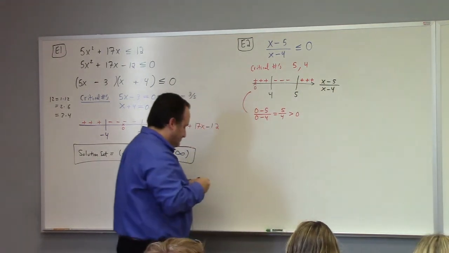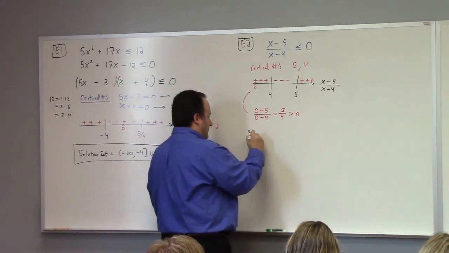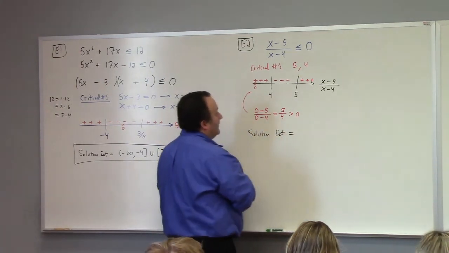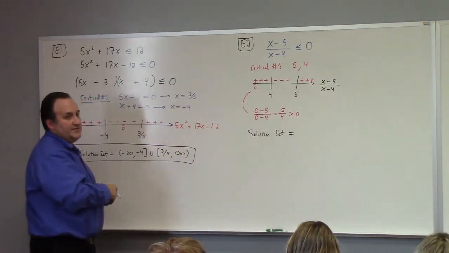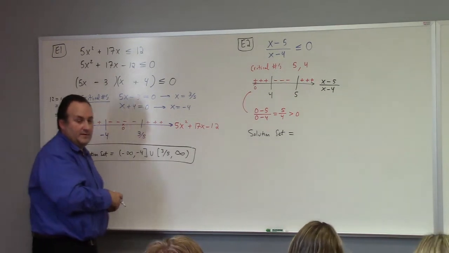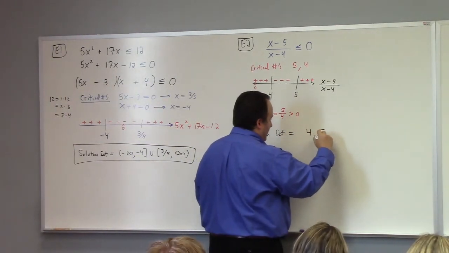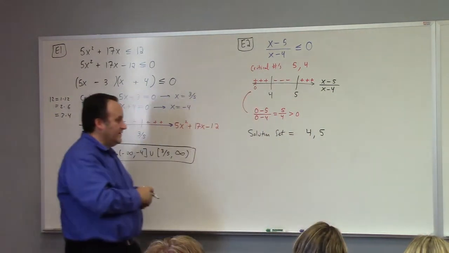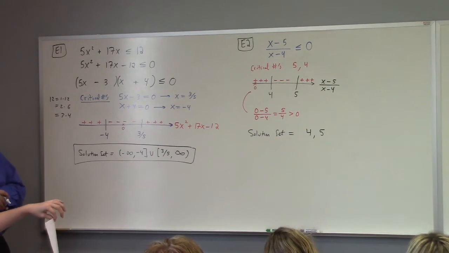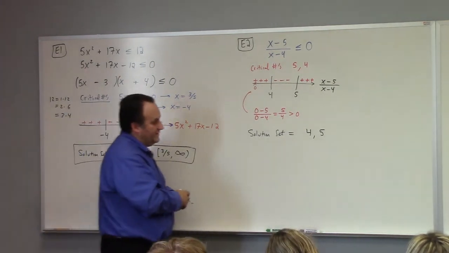What's my solution? Less than or equal to 0, right? So I need to go just the middle region, right? 4 to 5. Now my question to you is, which one of those do I need to include? Both? Neither? Which one do I include? Which one do I exclude? Include what? Include the 5?